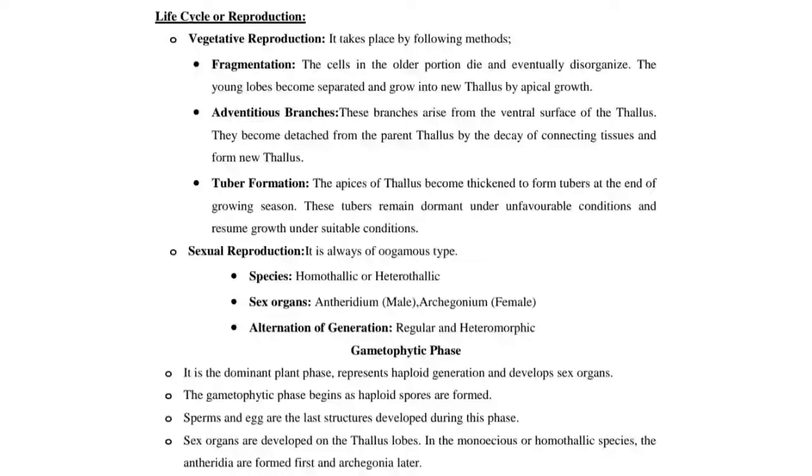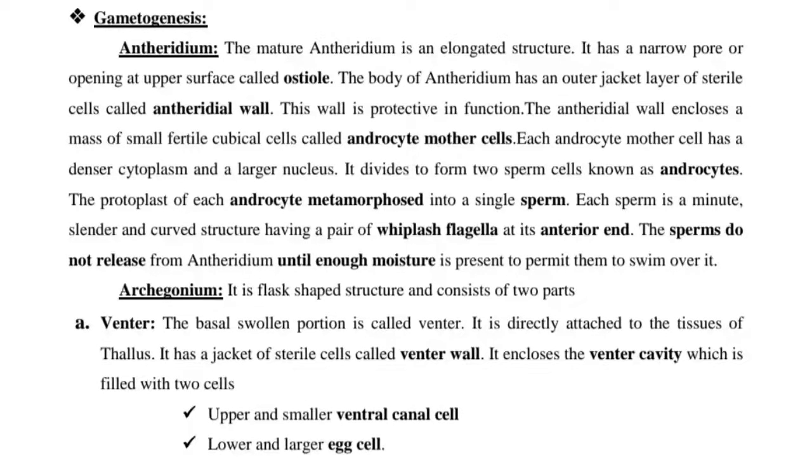Sex organs are developed on the thallus lobes. In the monoecious or homothallic species, the antheridia are formed first and archegonia later. Gametogenesis. Antheridium. The mature antheridium is an elongated structure. It has a narrow pore or opening at the upper surface called the ostiole. The body of the antheridium has an outer jacket layer of sterile cells called the antheridial wall.